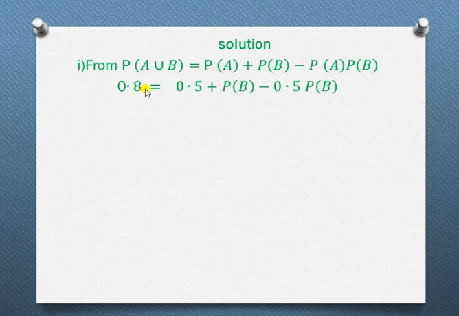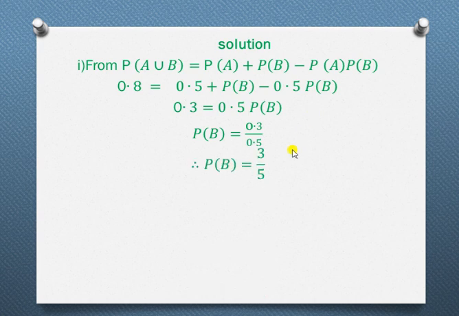Should you move this to the left-hand side, then simplify this, automatically you will be able to divide through by 0.5 now, and you get the probability of B as 3 out of 5 if you press your calculator. So that is simply going to be our solution for Roman 1. Let's look at Roman 2. They are saying we find probability of A complement intersection B.